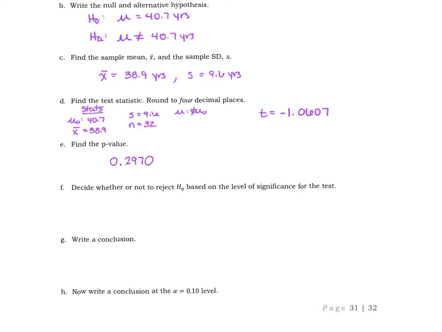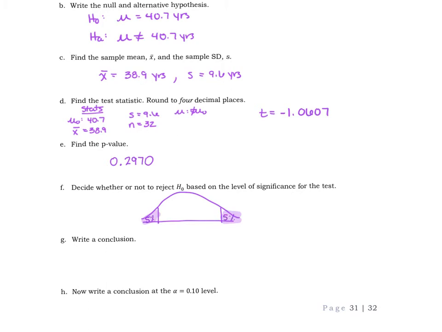Okay, now decide whether or not to reject the null hypothesis based on the level of significance. So we were given a 5% level of significance. And again, this is a two-sided test. So when it comes to our area, we've got that 5% on both ends. So this kind of summarizes what's there.